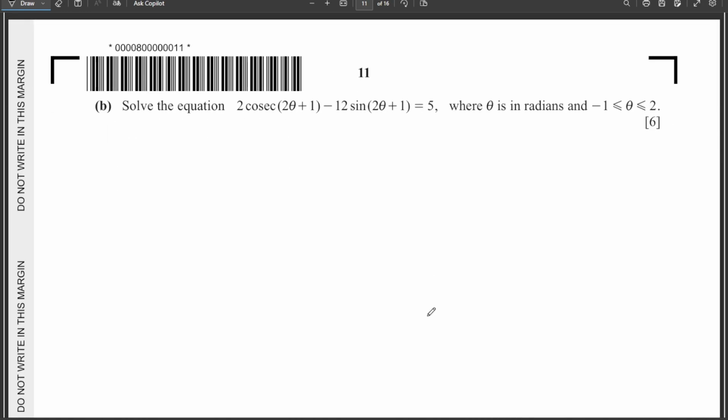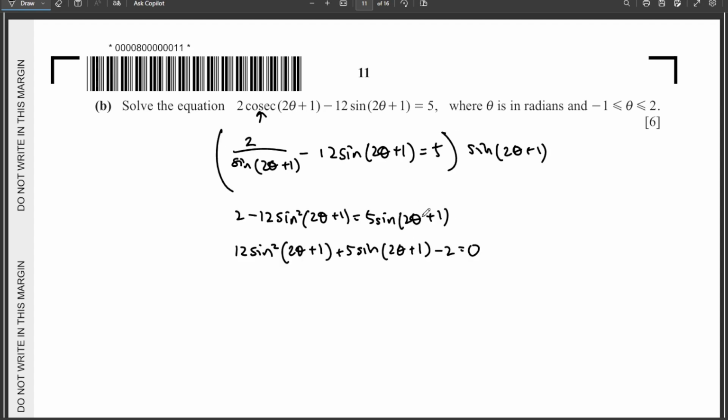Next, solve this equation where theta is in radians and theta is within this range. So cosecant, let's rewrite it. Look at the third letter, s, so it's the reciprocal of sine. And 12 sine 2 theta plus 1. Okay, so let's multiply both sides by sine. Okay, after rearranging everything, you should get a quadratic equation in terms of sine 2 theta plus 1. And you should be able to factorize this. Okay, so after factorization, you should be able to get two different cases.